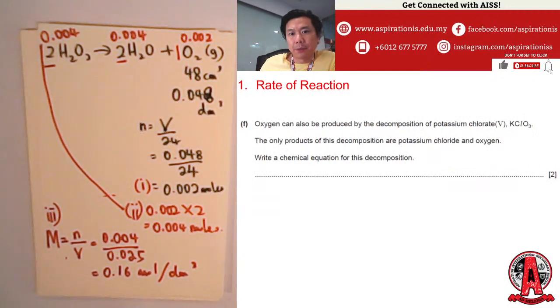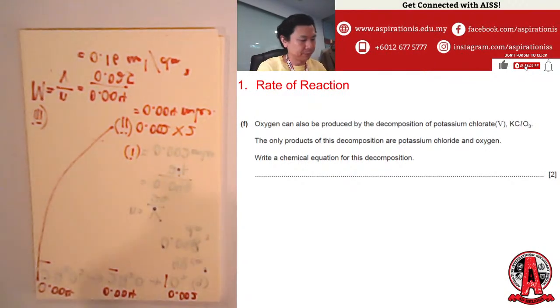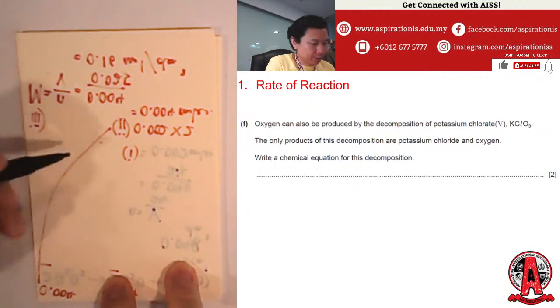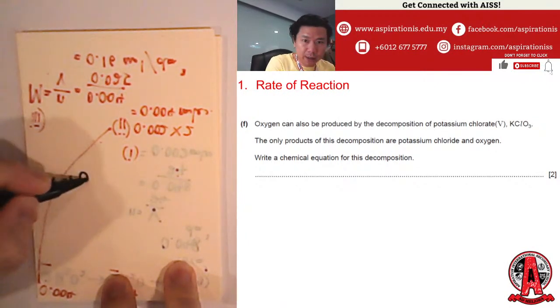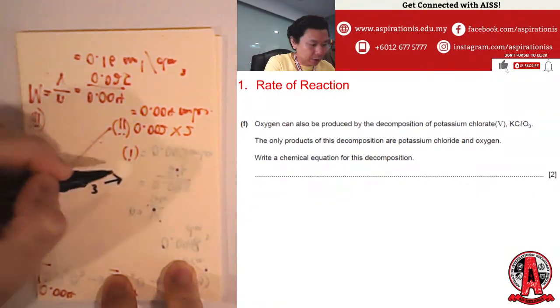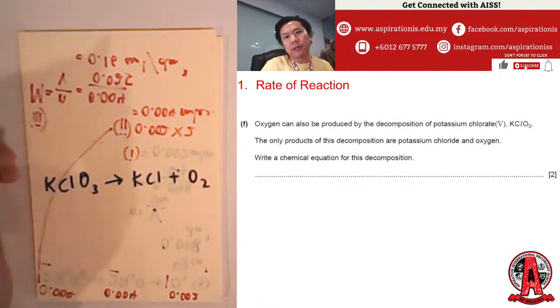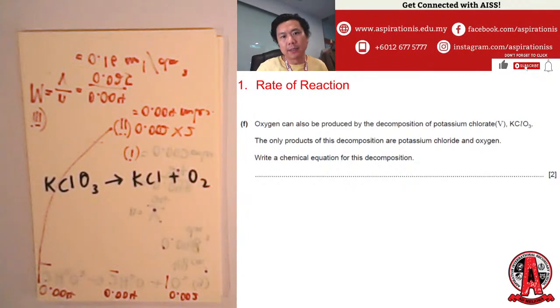Oxygen can also be produced by the decomposition of potassium chlorate. The only products of this decomposition are potassium chloride and oxygen. Shouldn't be too difficult, right? So, KClO3, you decompose it and you get potassium chloride and oxygen. So the only real difficulty is to balance the equation.